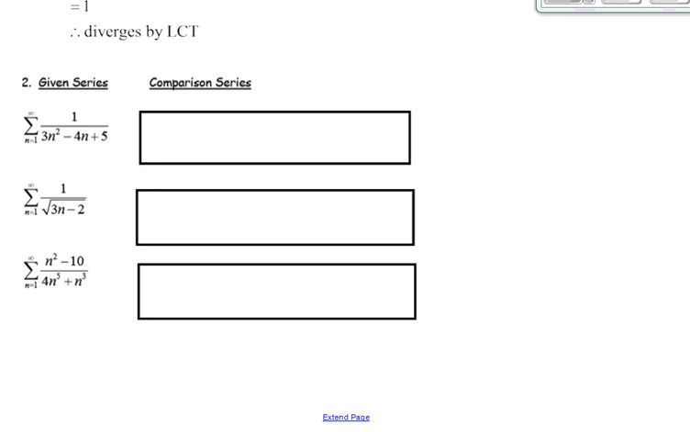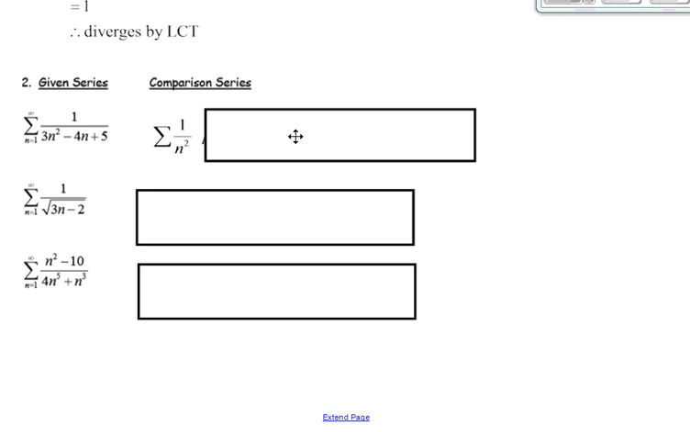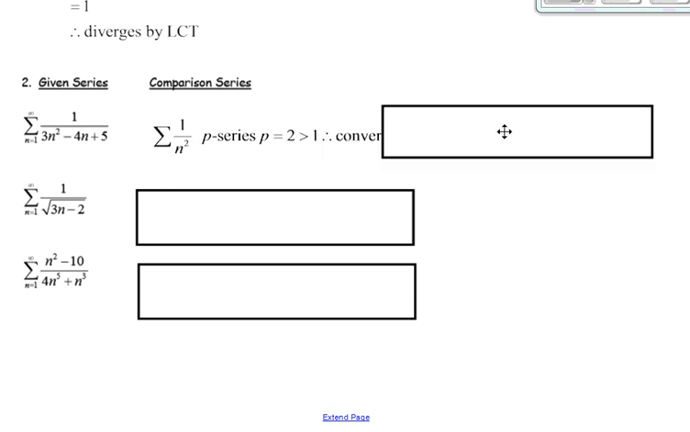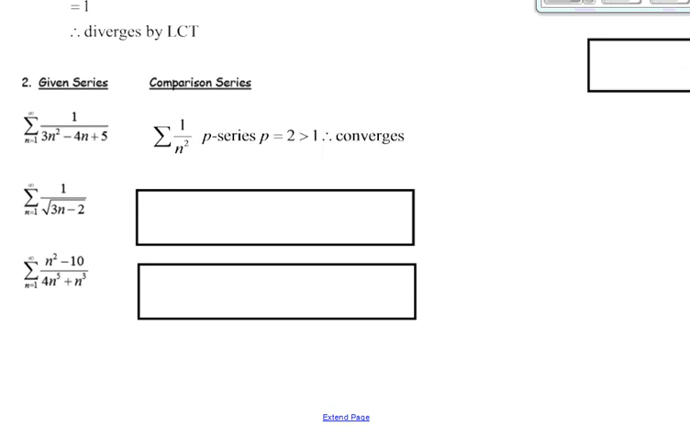So for the first one you see there, you have 1 over 3n squared minus 4n plus 5. So the comparison series, you would go with the highest degree. So I would compare this to the series 1 over n squared. All right, and so this is a p-series where p is equal to 2, which is greater than 1, therefore this is a convergent p-series. So if we were to do the limit comparison test, then most likely we would get that this converges.